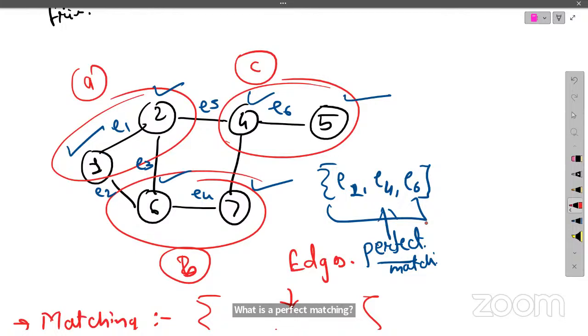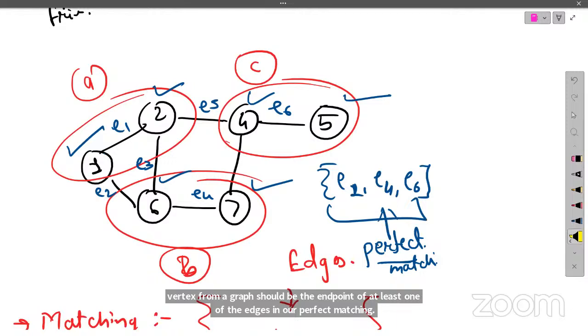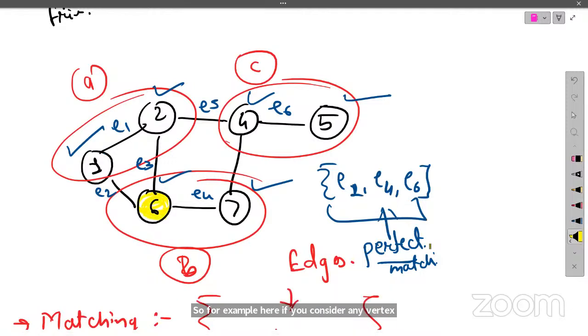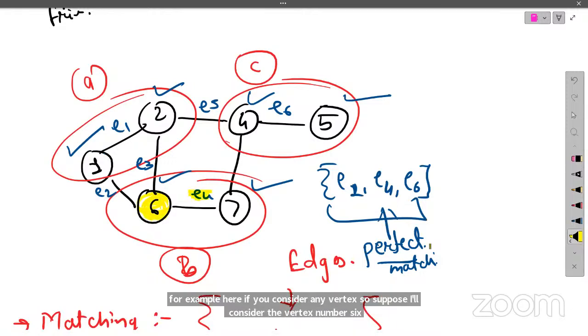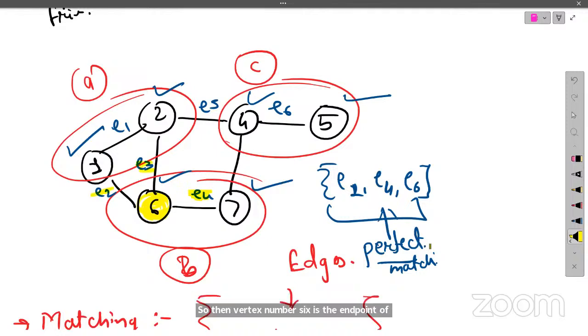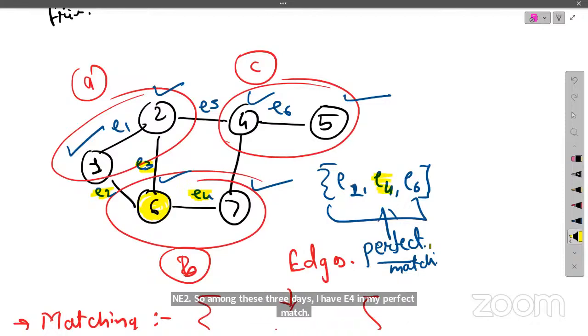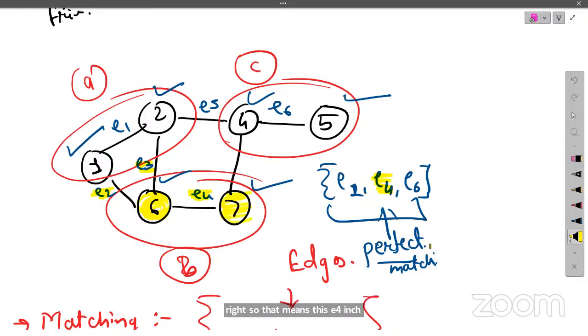Just to repeat again, perfect match. In perfect matching, what we want is that any vertex from a graph should be the endpoint of at least one of the edges in our perfect matching. For example, suppose I consider the vertex number 6. Then vertex number 6 is the endpoint of edges E4, E3, and E2. Among these three edges, I have E4 in my perfect match, right? So this E4 edge will cover the vertex number 6 and the vertex number 7 too. It will cover both of the vertices.